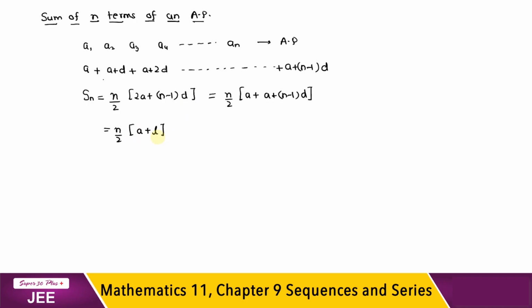Alright, now let us understand how we prove this formula. So we are required to find the sum of n terms, that is a plus d plus a plus 2d till a plus n minus 1 into d. Now, if I reverse the terms of this sequence and then again add them up, their sum is again going to be Sn.